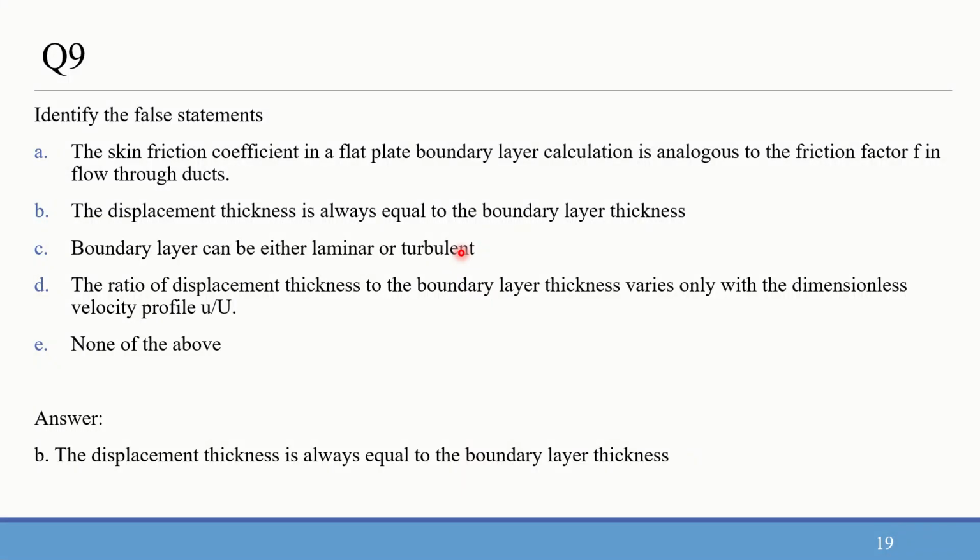So option C is boundary layer can either be laminar or turbulent. It is again depending on the flow Reynolds number. And finally, the ratio of displacement thickness to the boundary layer thickness, delta star by delta, varies only with the dimensionless velocity profile u by U. So this is also true. So second statement is the only false statement.